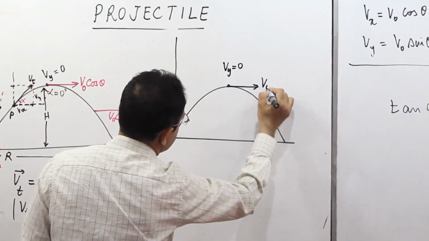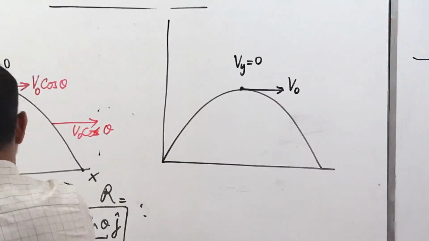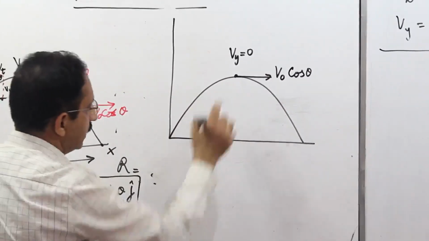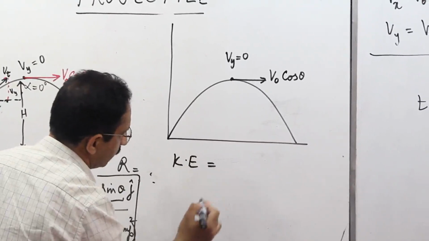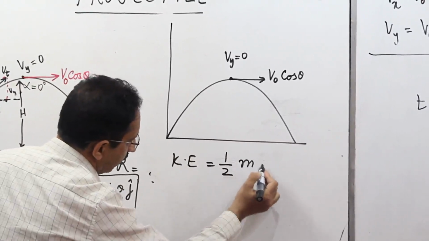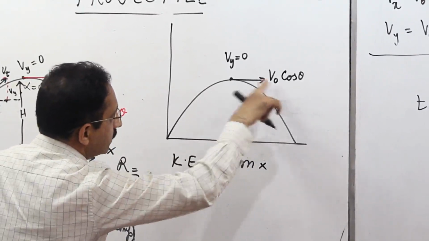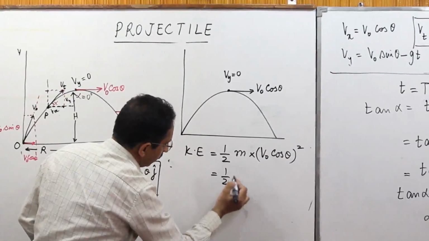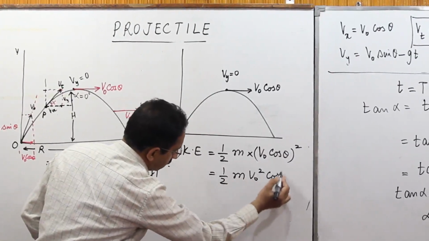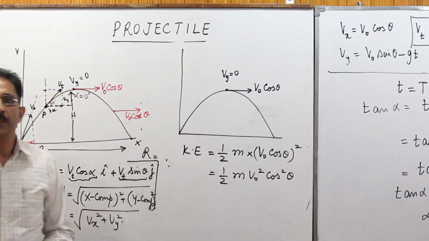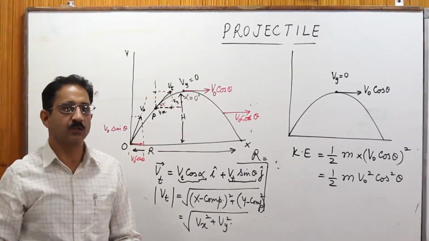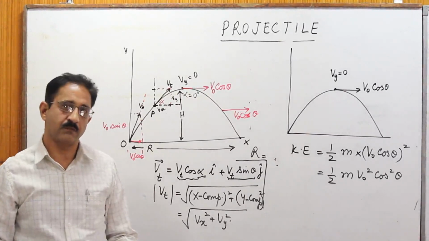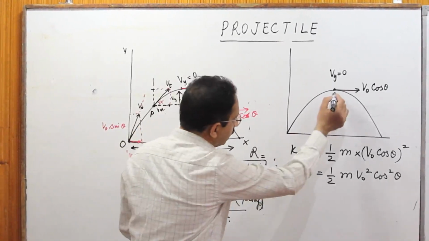Or the only velocity the projectile has here is equal to the initial horizontal component, V0 cos theta. If I ask what is the kinetic energy at the highest point, it would be equal to 1/2 m, the mass of the projectile, multiplied by the velocity at the highest point, which is V0 cos theta, whole square. So it is 1/2 m V0 square cos square theta. So please remember that at the highest point, even though the vertical velocity is 0, the net velocity is not 0, so the net kinetic energy is also not 0, because the net velocity is not equal to 0. What about the potential energy at this point?